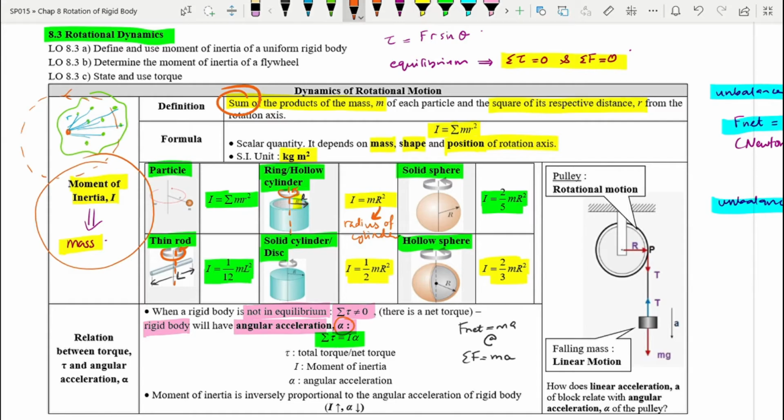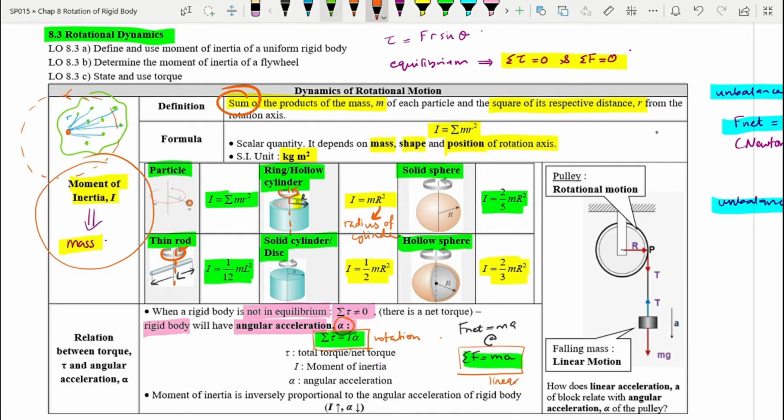So what I want to highlight is that summation of torque equals I alpha is actually analogous to summation of force equals ma. Cuma korang kena tahulah, ini selalunya kita discuss dalam linear motion, tapi yang ni kita akan discuss dalam rotation motion. Okay. So, korang dah tahu torque adalah tau, summation of tau adalah total torque ataupun net torque.